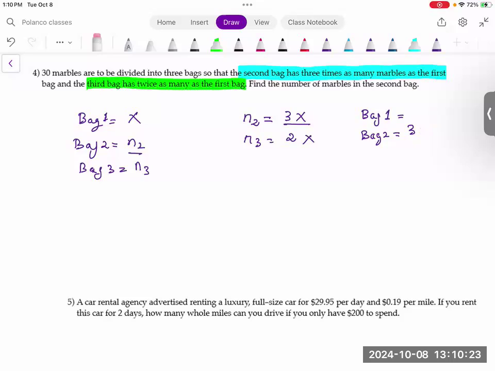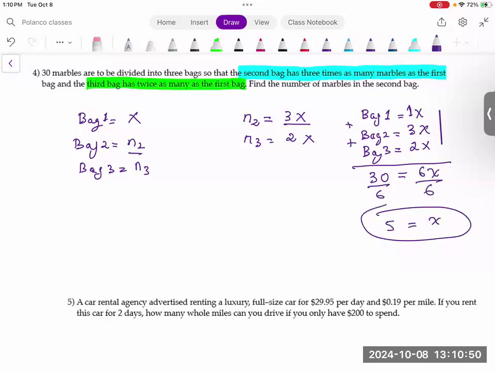Okay. So bag 1 has an X. Bag 2 has how many X's? 3X. Bag 3, how many do we have? 2X. If I add them all up, I am supposed to have 30, right? And from this side, how many X's do I have? 1X plus 3X plus 2X, that's 6X. So the X, what will be? 5. So the X is 5.